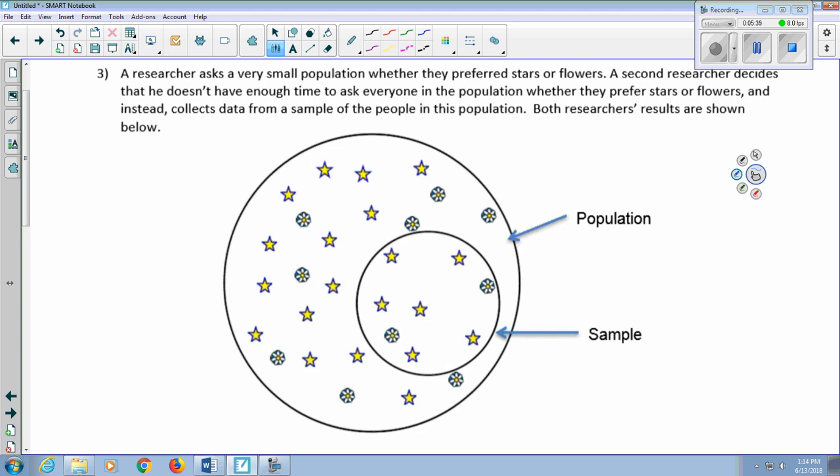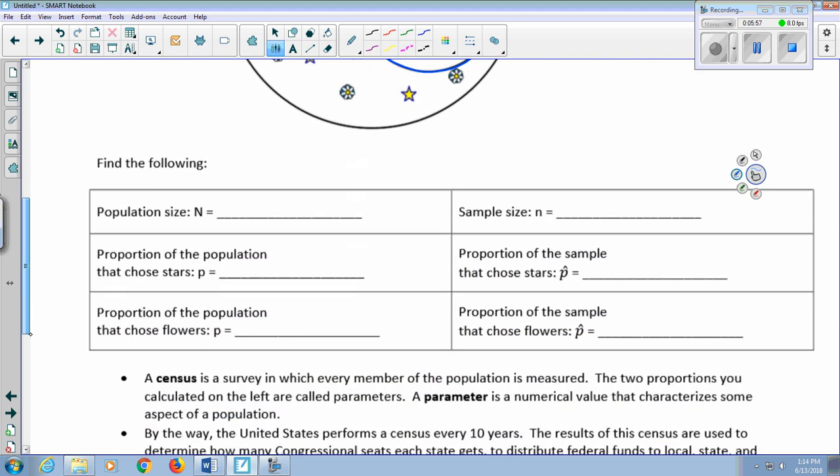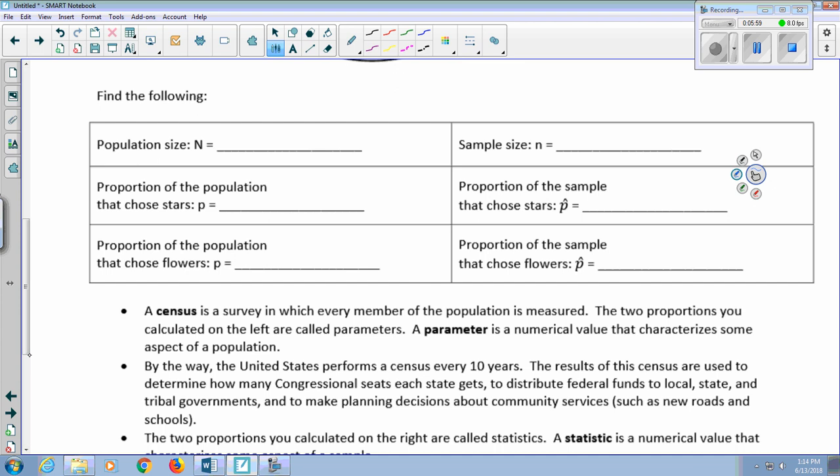And so instead, this researcher is going to take a sample of the population. So here's a sample. He just grabbed these people, and now he's going to ask them whether they prefer stars or flowers, and then see if he can get an estimate for the population. So we're going to fill in this table. It won't fit on with my picture, so there's going to be a little bit of possible scrolling, but you can look at your picture while you're watching the video.